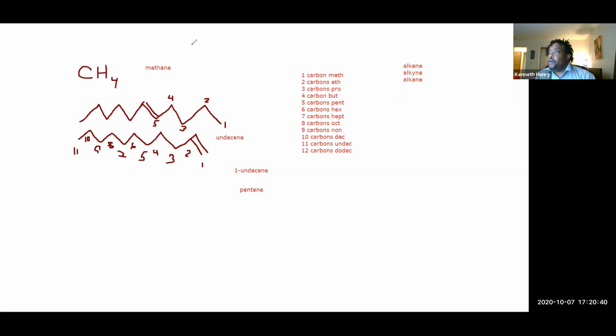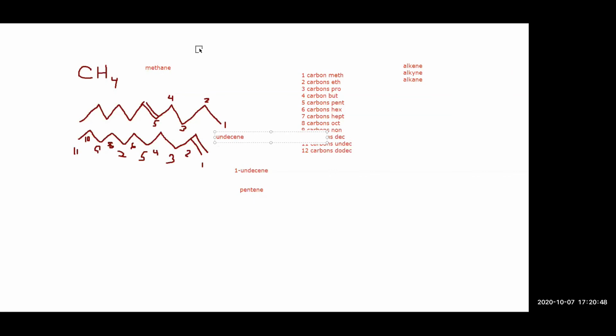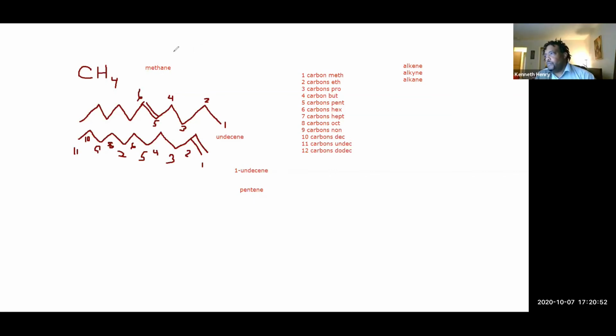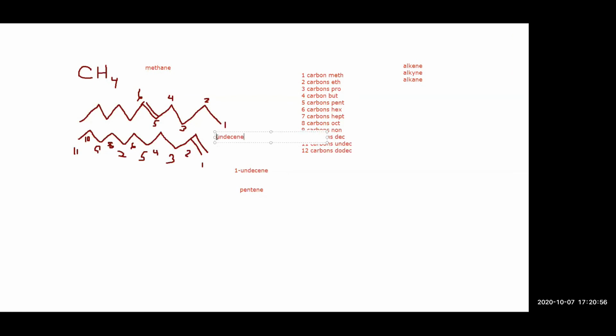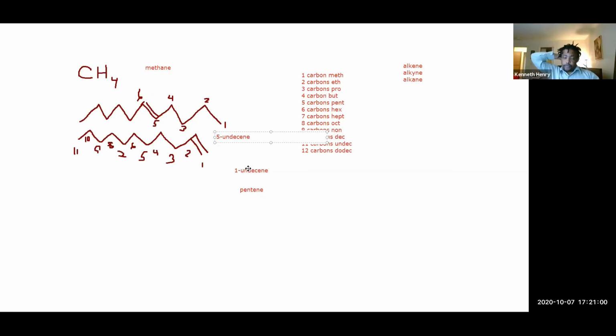So this guy would be called what? Where does the double bond start? 1, 5. So it would be 5-undecene. Piece of cake.